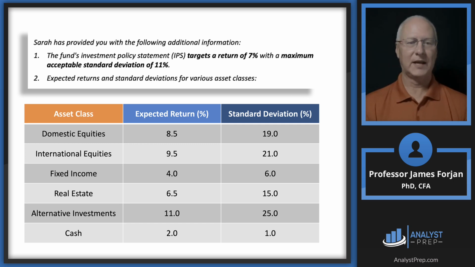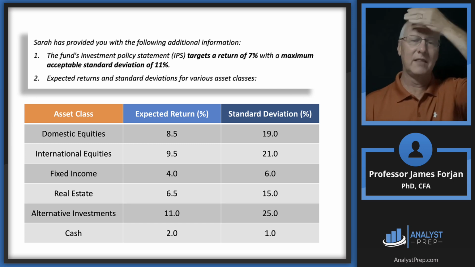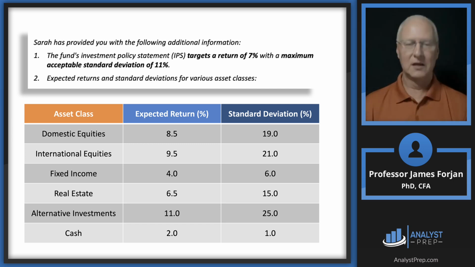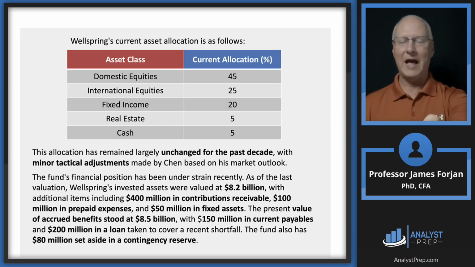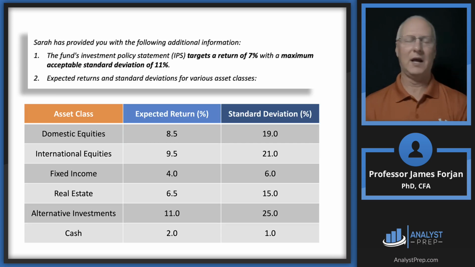So look at domestic and international equities there. So expected returns, they're both above the 7%. So that's a good thing, right? But look at standard deviation, 19 and 21. So you should be slapping your head and thinking, okay, how can I have 70% of my investment in these two asset classes that, let's just take a quick average there, that's a 20% standard deviation. Oh my gosh, that's almost double the acceptable standard deviation.